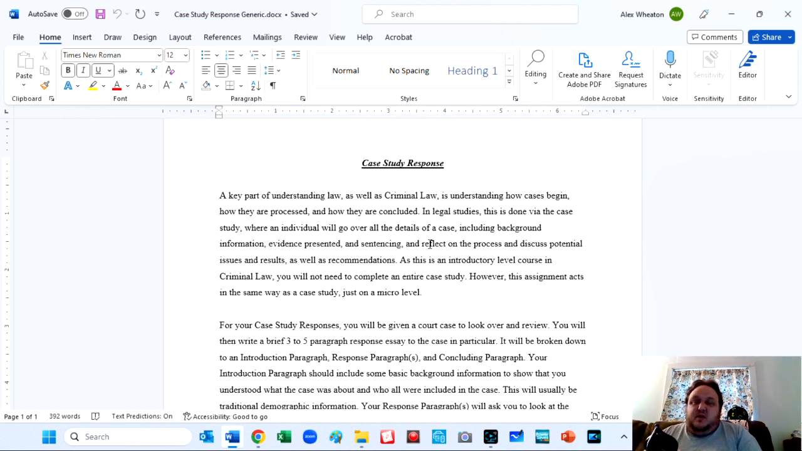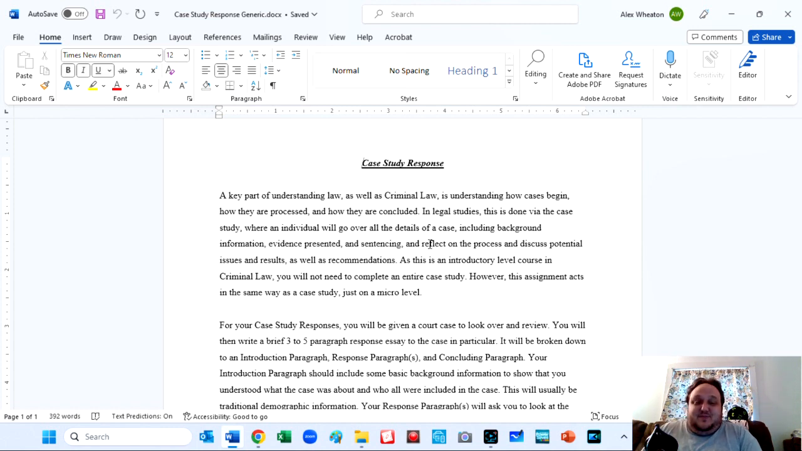Part of that, case studies are also used to reflect on the process and talk about issues, results, and recommendations. It's a way for legal scholars to take that information and maybe apply new understanding or different changes to come to a better understanding of the actual content. So that is what a real deep dive case study looks like. You're not doing that here.